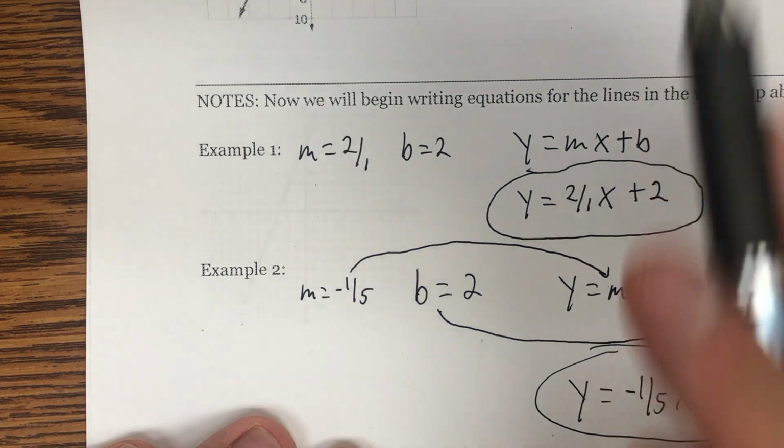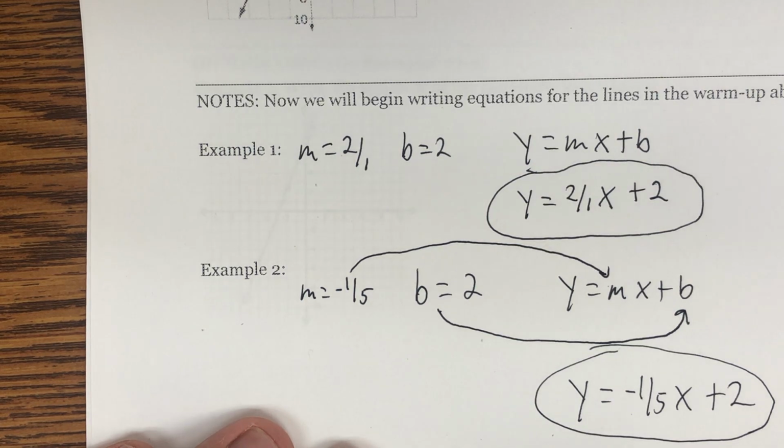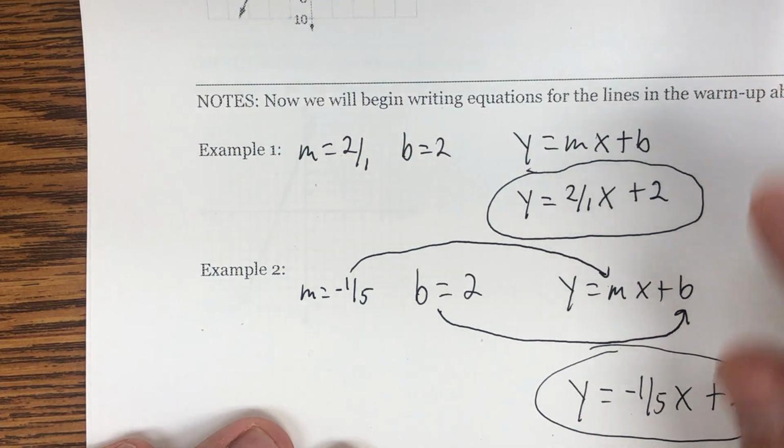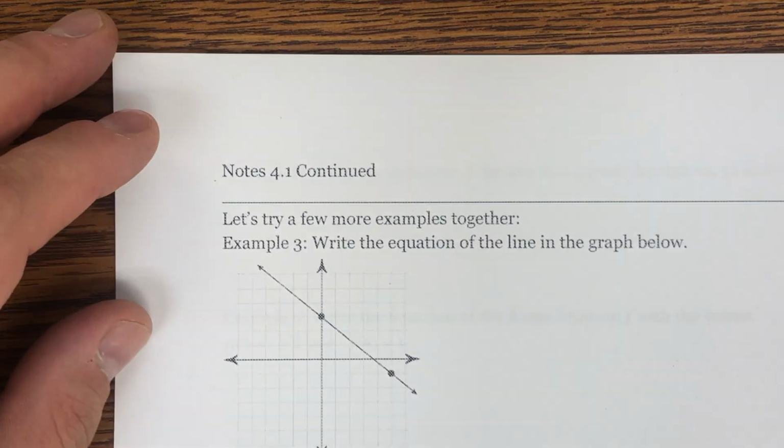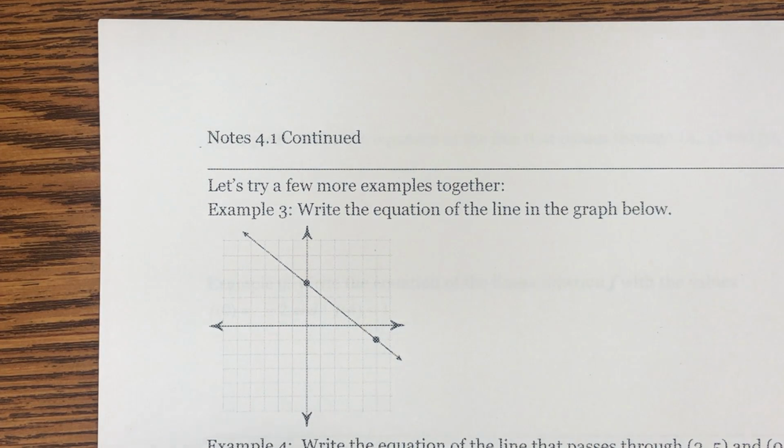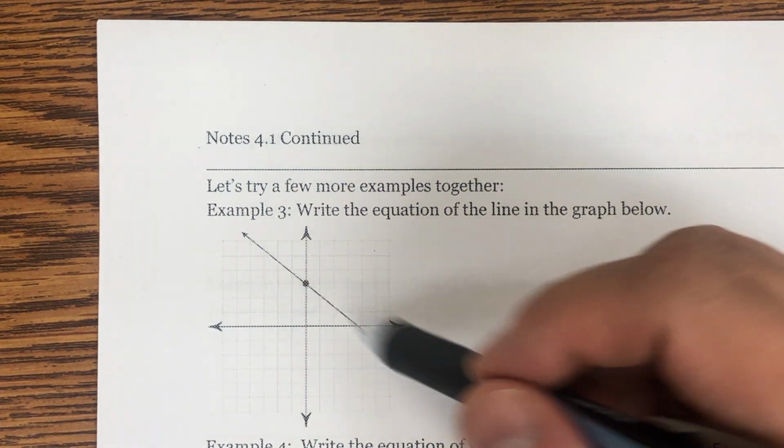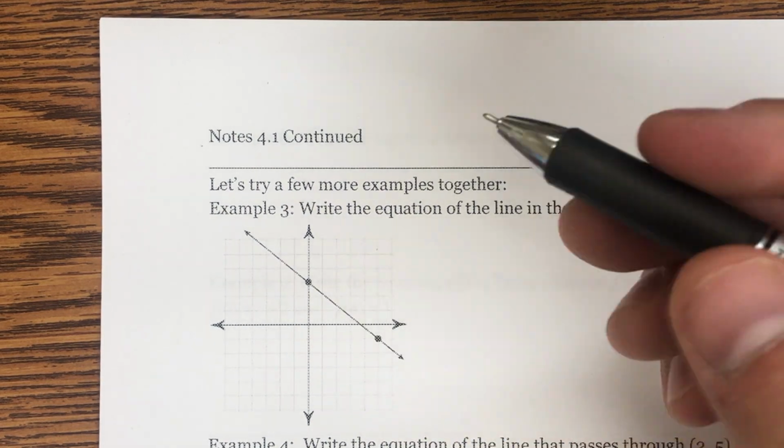So on most of these, we're going to be able to identify the y-intercept just by looking at a point. And we just have to find the point where x is 0. So let's try a few more together here. This one we're looking at a graph, so the first thing I need to do is calculate the slope. All right, this one's going downhill from left to right. So the slope is negative.